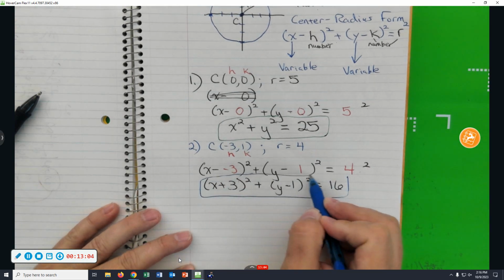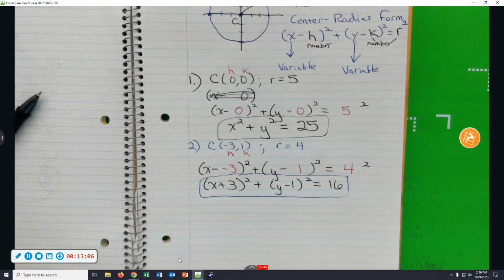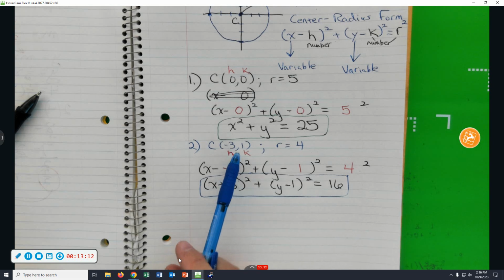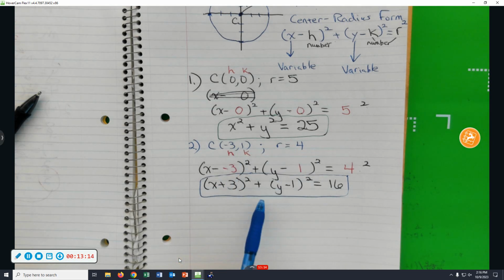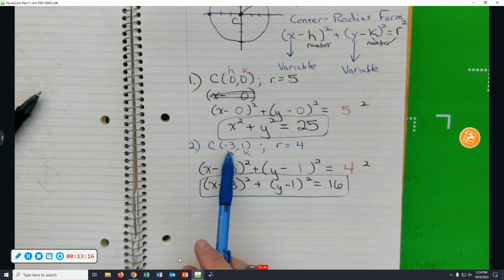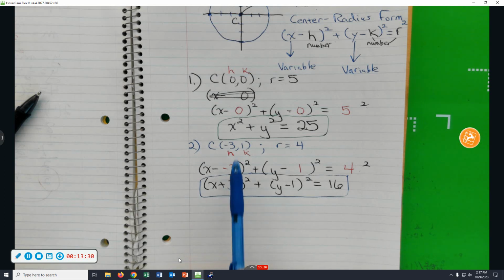And hopefully this illustrates something I'm about to say. If you know the center radius form, you can go backwards to get the center and the radius. If they gave you the equation, you can go back and determine the center and radius pretty easily. But the number inside the parentheses, the number you see, is exactly the opposite of the center. Look right there. I see a +3. Is the x-coordinate a +3?